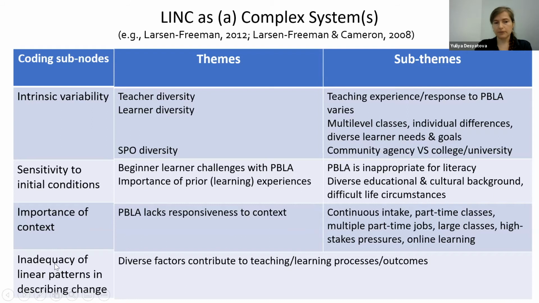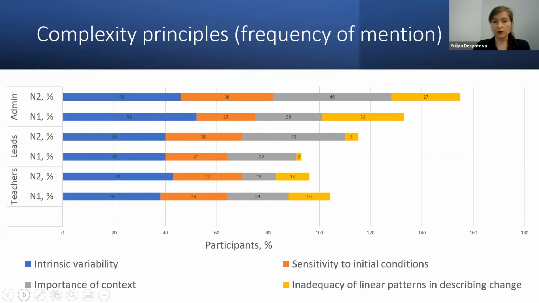And another theme that came up was teachers were frequently commenting on inadequacy of linear patterns. And I can explain that with an example of a Likert scale item. Lots of items were phrased like PBLA has improved student retention in the program, or PBLA has improved this or other part of the LINC program. And lots of comments were phrased as, but you can't say that. It depends on so many different factors. So teachers themselves are widely aware of how complex the system is and how difficult it is to stimulate change in the desired direction. So again, these principles, not articulated as complexity theory principles, but comments that could be categorized under these principles were mentioned quite frequently.